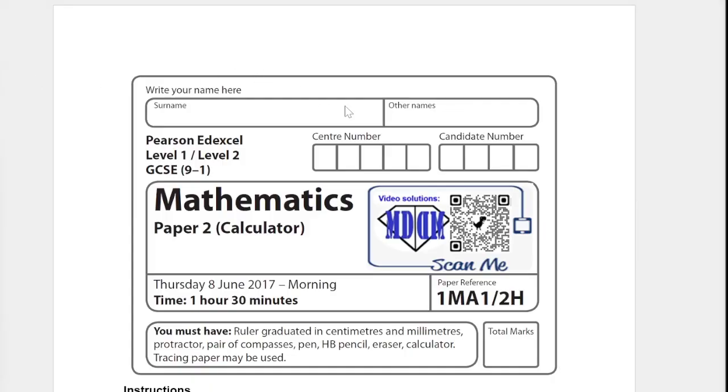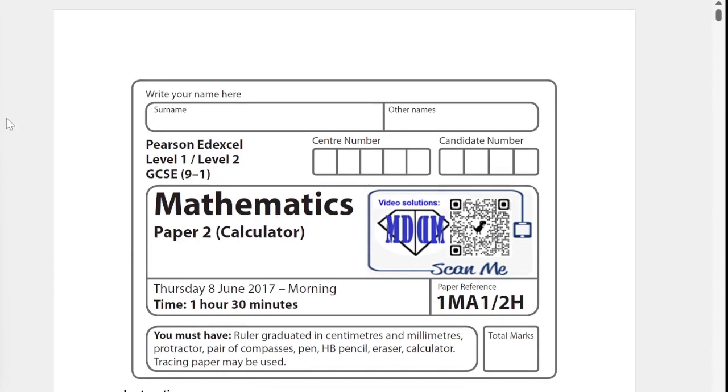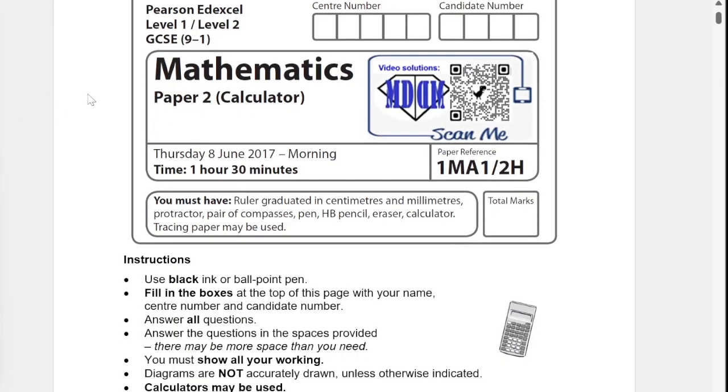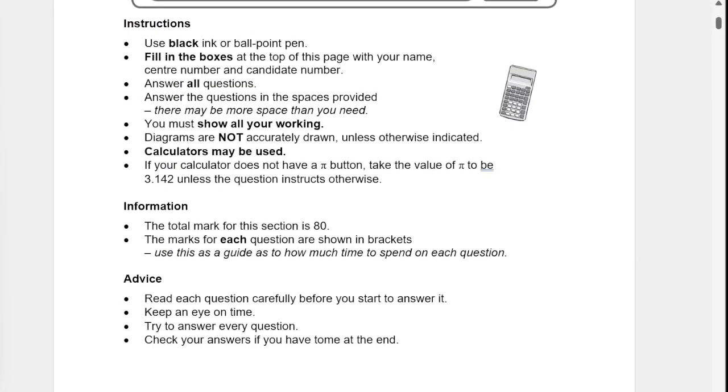Okay, so this is the paper taken straight from Edexcel. I've just put a QR code on for anyone that gets a copy of the paper. Right, let's look at question 1.